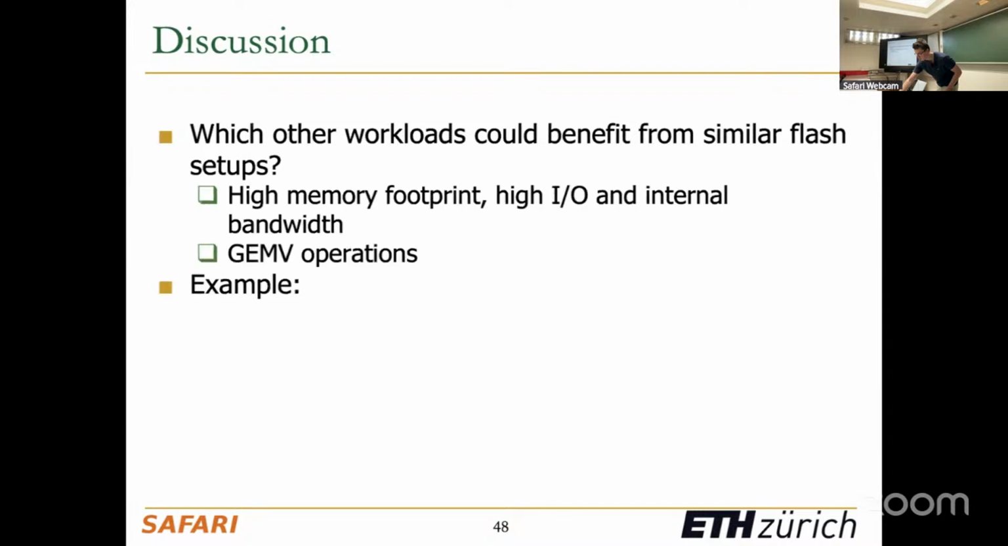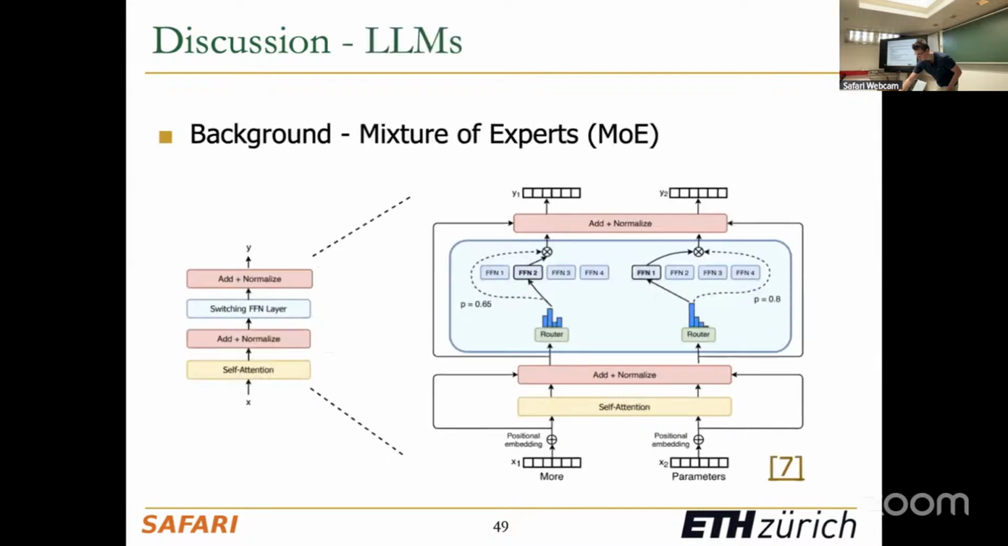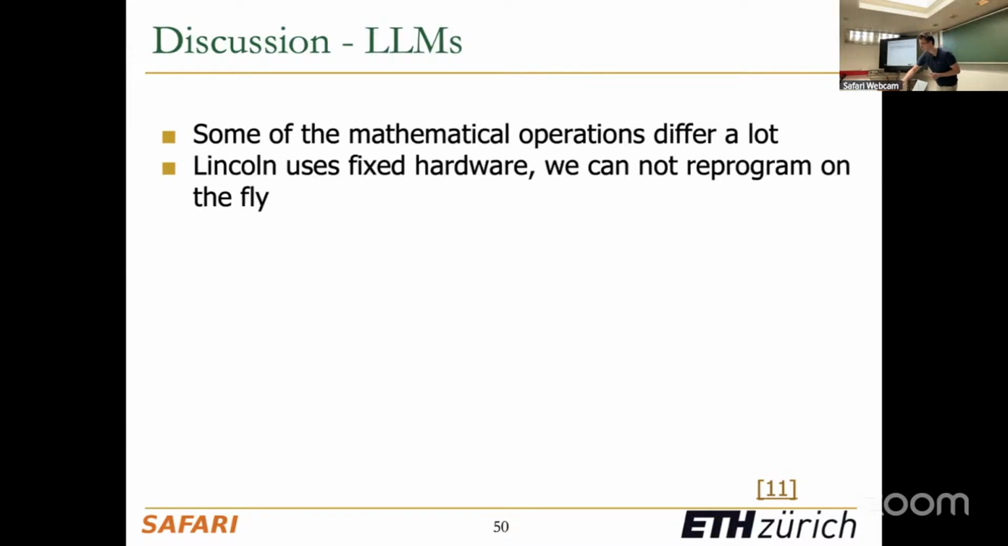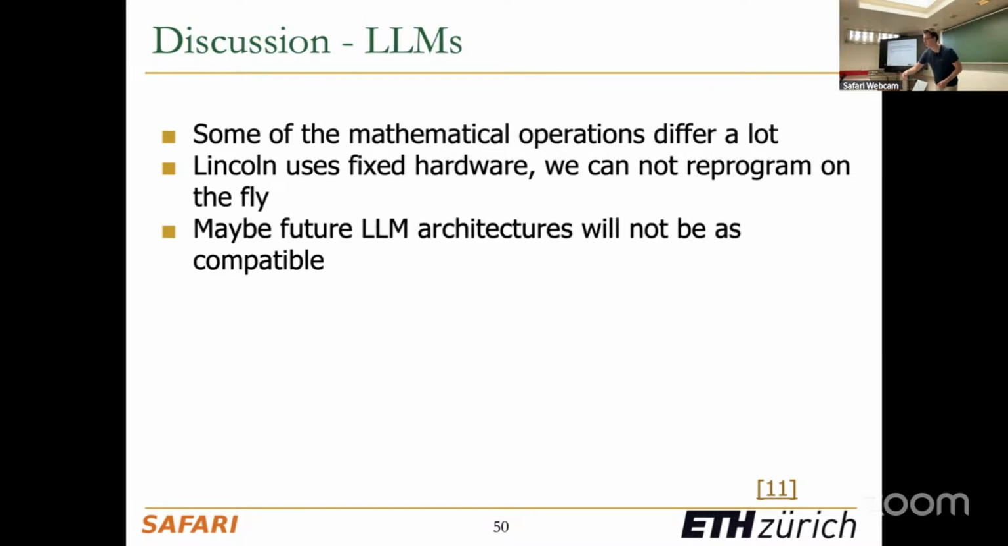Okay, so going to the next thing. One of the problems is that some of the mathematical operations we talked about, GEMV or GEMM or even activation, differ a lot between them, and they may interfere. The problem with Lincoln is that it uses fixed hardware, and we cannot change what is done. So if we're thinking about the future, maybe future LLM architectures may not be compatible with Lincoln because it's too hard coded.